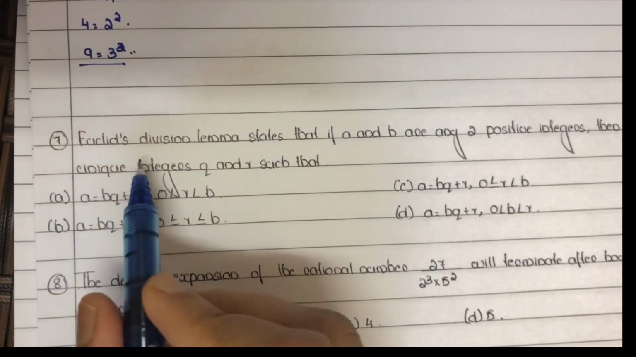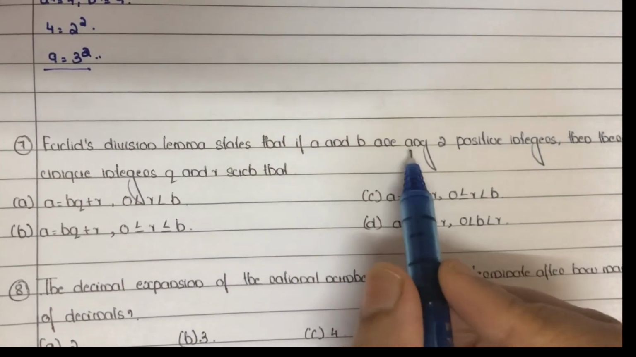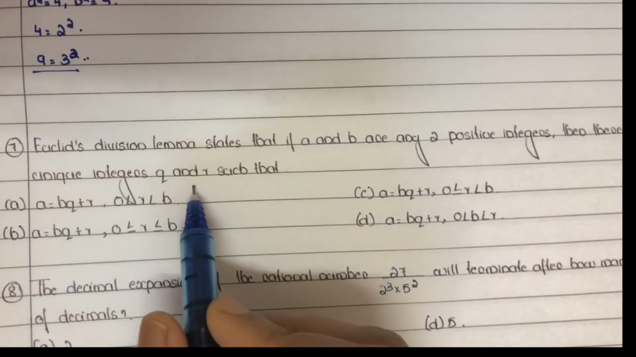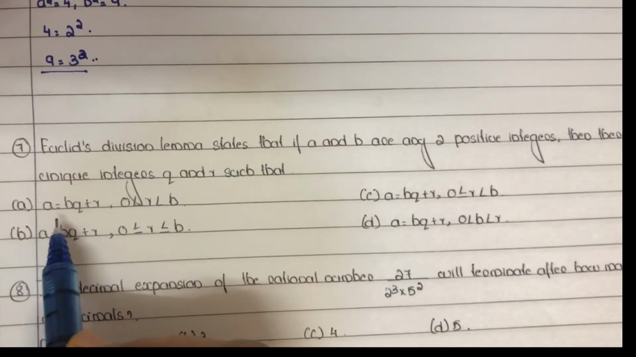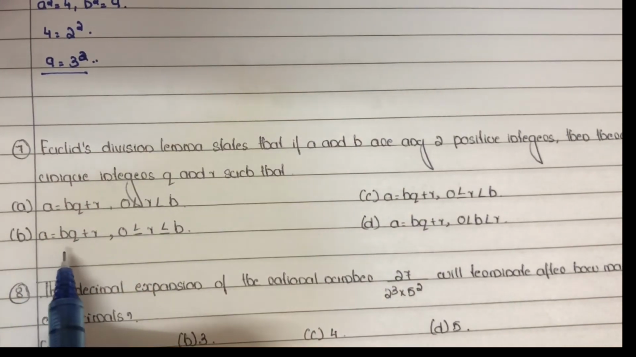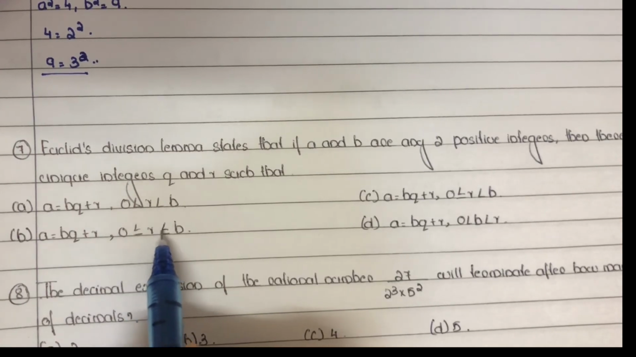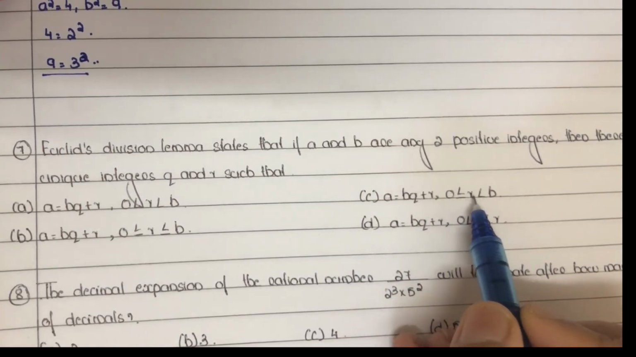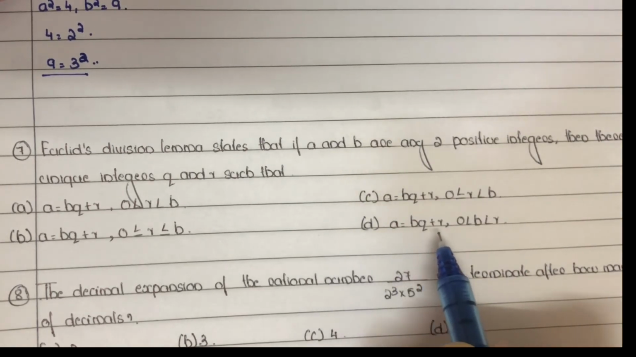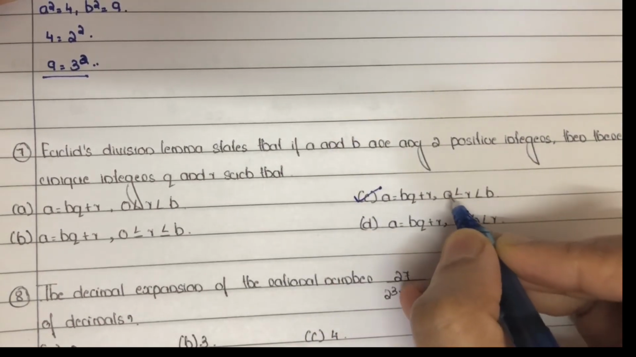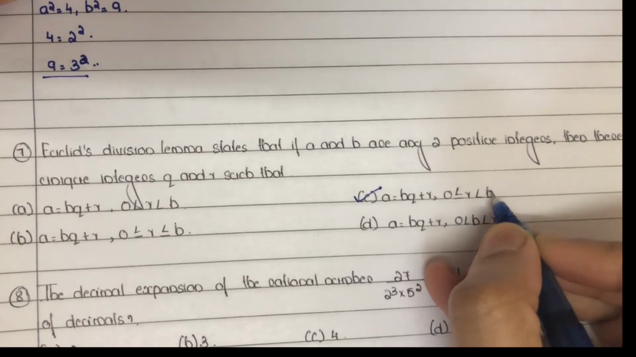Next, question number 7. Euclid's division lemma states that if A and B are any two positive integers, then there exist unique integers Q and R such that option A, A equal to BQ plus R, 0 less than R less than B. Option B, A equal to BQ plus R, 0 less than or equal to R less than or equal to B. Option C, A equal to BQ plus R, 0 less than or equal to R less than B. Option D, A equal to BQ plus R, 0 less than B less than R. It is option C, because R can be 0: 0 less than or equal to R less than B.